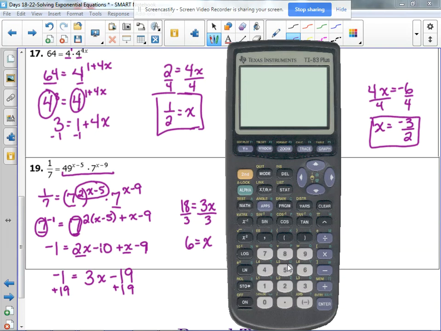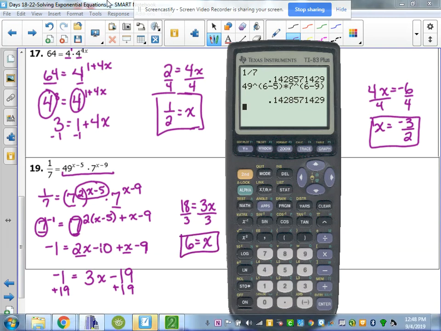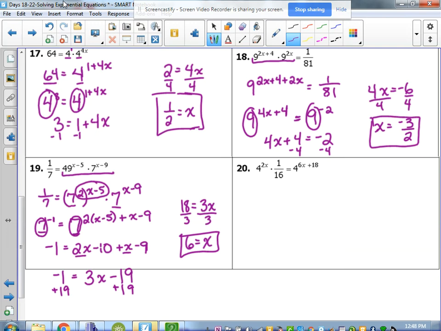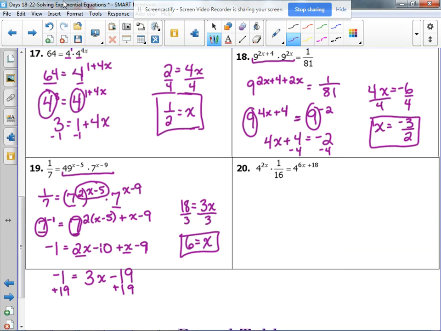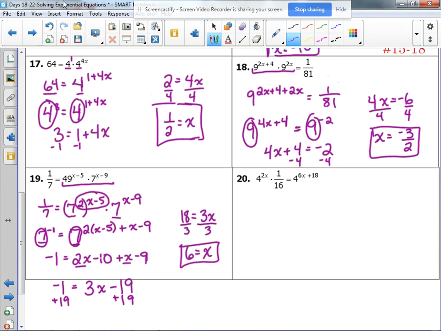Definitely want to check it, particularly since we did so much to this problem. The left side, there's the decimal value of the left side. Let's check the right side. 49 to the 6 minus 5 times 7 raised to the 6 minus 9. Same value for the left side and the right side. So 6 is good. Okay. Anybody have any questions they want to ask before I do one more?